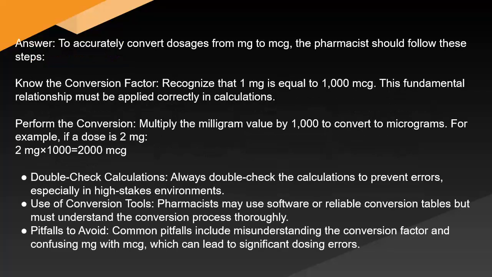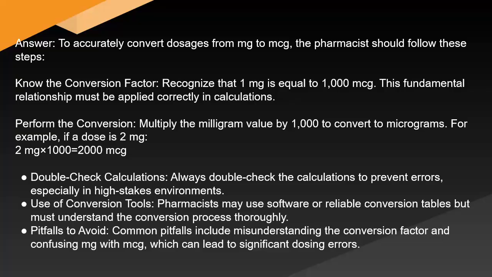Answer. To accurately convert dosages from mg to mcg, the pharmacist should follow these steps. Know the conversion factor. Recognize that 1 mg is equal to 1000 mcg. This fundamental relationship must be applied correctly in calculations. Perform the conversion. Multiply the milligram value by 1000 to convert to micrograms.